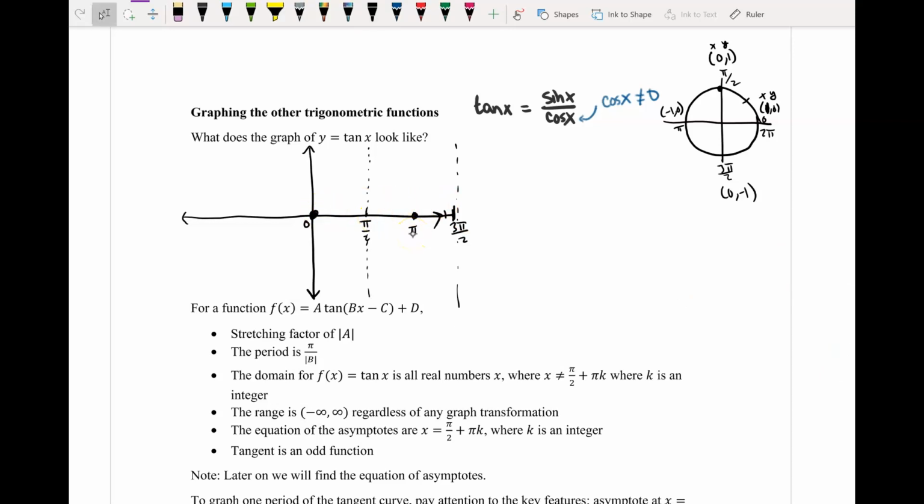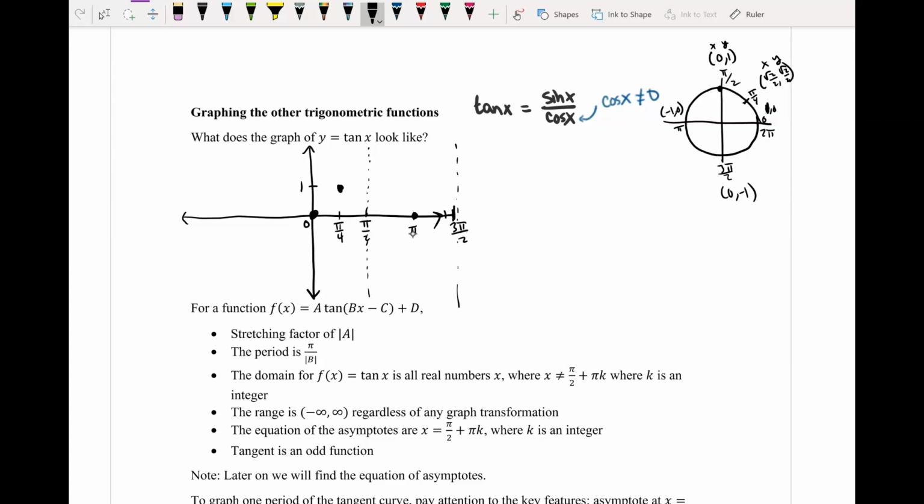So what exactly is happening at pi over 4? The values for pi over 4 are square root of 2 over 2, square root of 2 over 2. If you think about the sine over the cosine, that's just going to be equal to 1. So if we take into account pi over 4, you end up getting this point, this 1 in here.